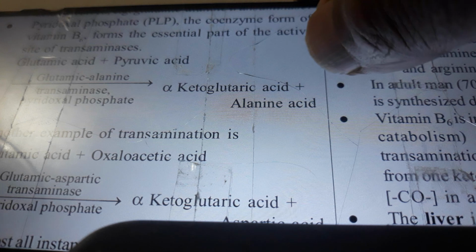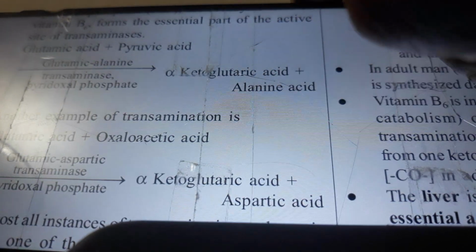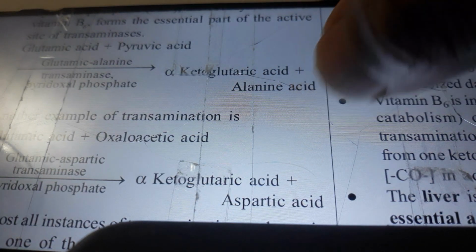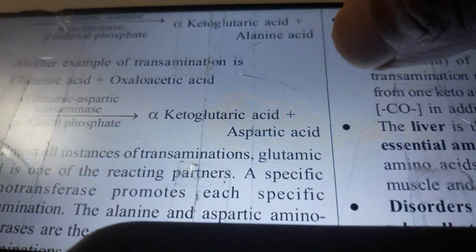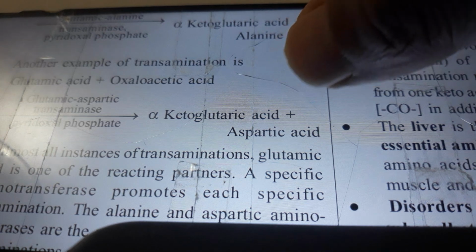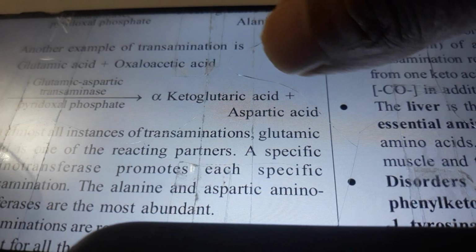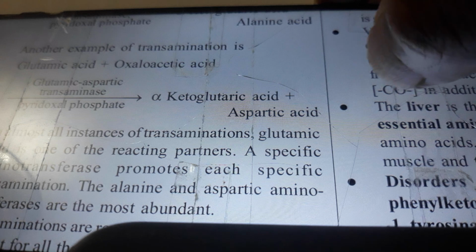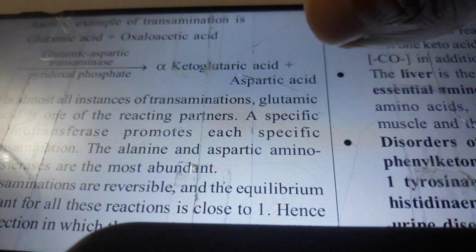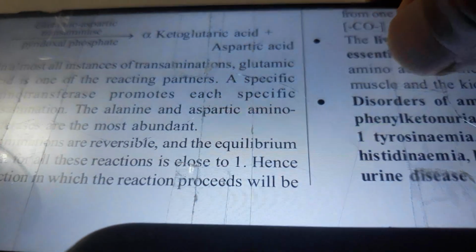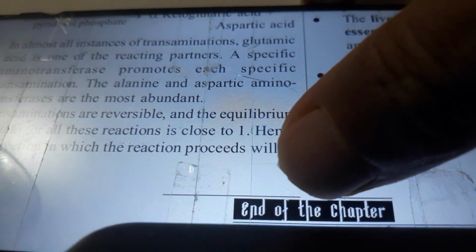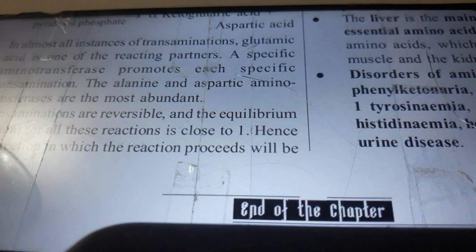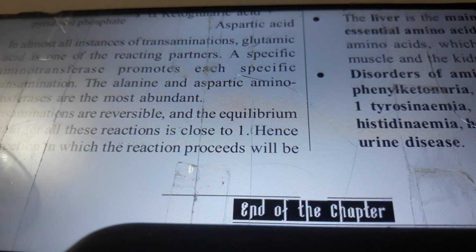Glutamic acid plus pyruvic acid, in the presence of glutamic-alanine transaminase and pyridoxal phosphate, gives alpha-ketoglutaric acid plus alanine. Another example of transamination is glutamic acid plus oxaloacetic acid. Glutamic-aspartate transaminase, with pyridoxal phosphate, gives alpha-ketoglutaric acid plus aspartic acid. In almost all instances of transamination, glutamic acid is one of the reacting partners. A specific aminotransferase promotes each specific transamination. The alanine and aspartic amino acids are the most abundant. That's it for this session.